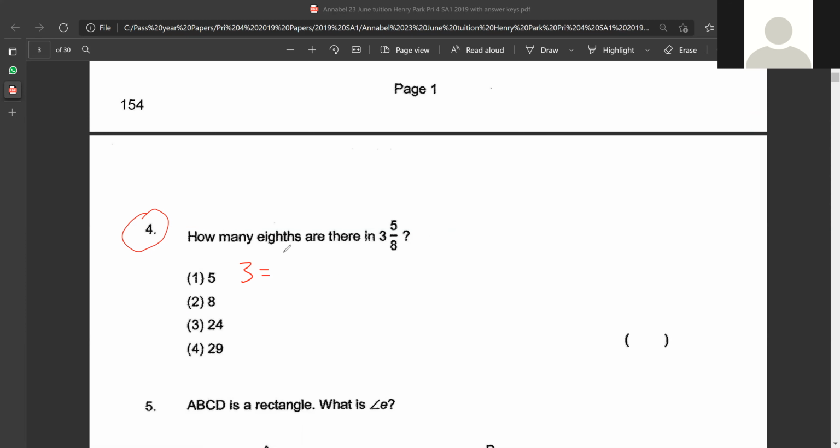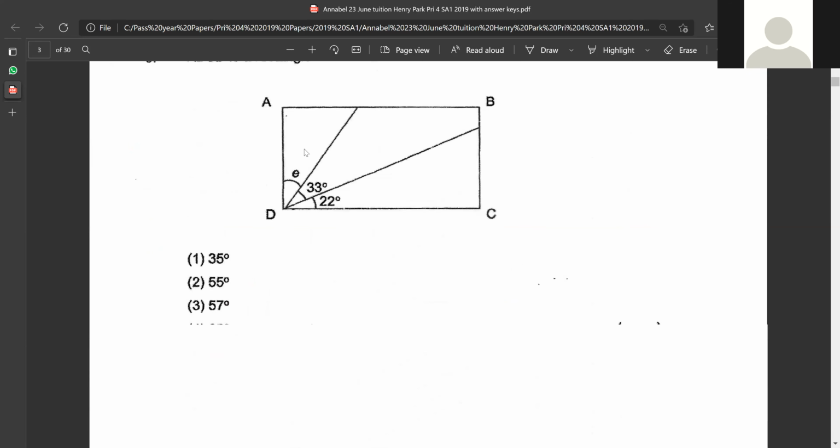3 whole, you have 24 8s. But I have 3 and 5 over 8. So it's 24 8s plus 5 8s. That is 29. So you have 29. Do you understand now, this one? Therefore, the answer is 29. Okay, then let's move on to the next question.